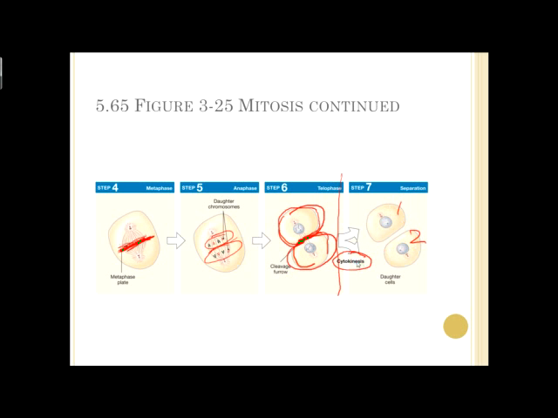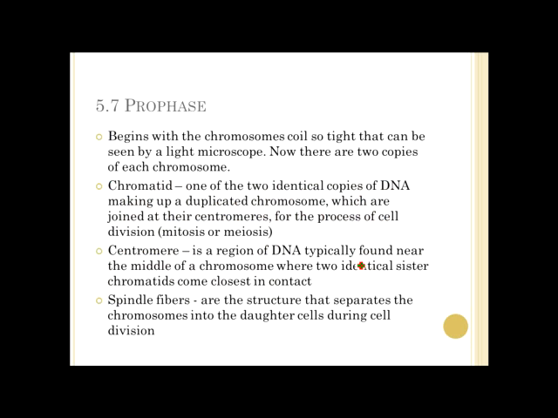Cellular division, mitosis. Prophase begins with the chromosomes coiled so tight they can be seen by a light microscope. Now there are two copies of each chromosome. A chromatid is one of two identical copies of DNA making up a duplicate chromosome, which are joined at the centromeres. For the process of cell division, mitosis or meiosis, a centromere is a region of DNA typically found near the middle of a chromosome where two identical sister chromatids come closest in contact with one another. Spindle fibers are the structure that separates the chromosomes into daughter cells during cellular division.